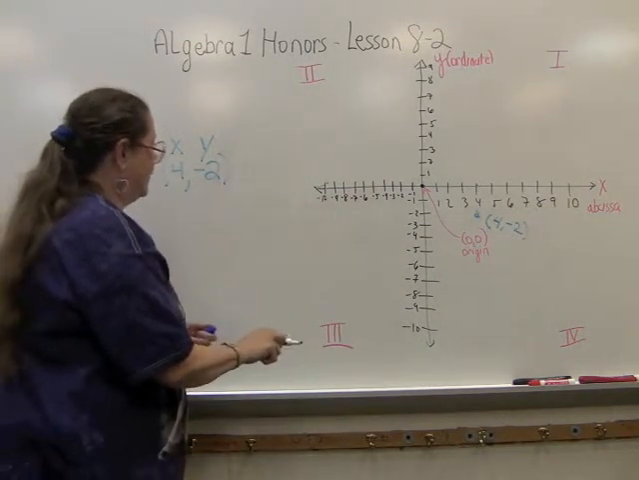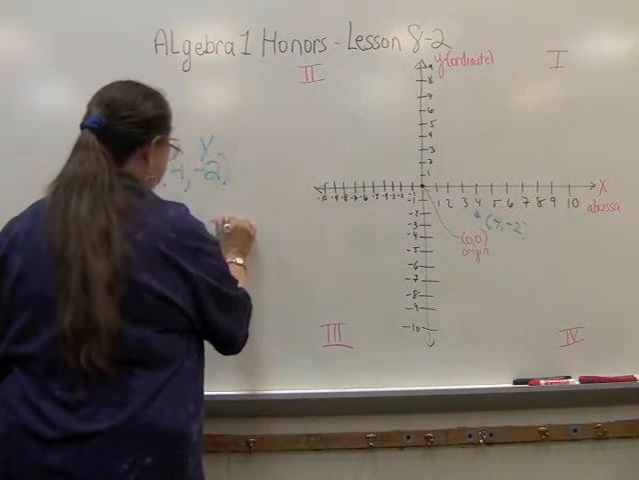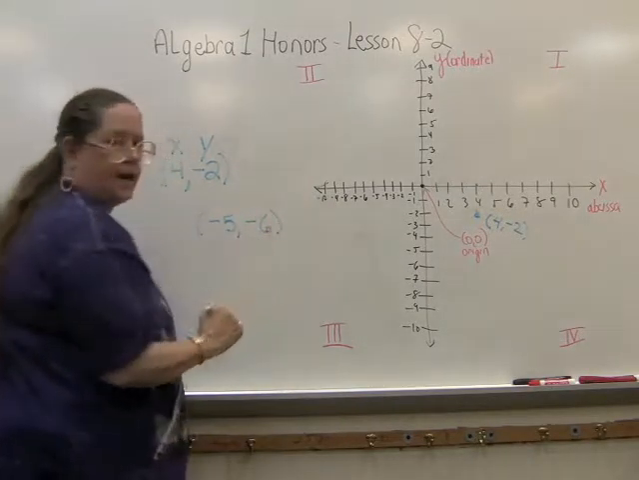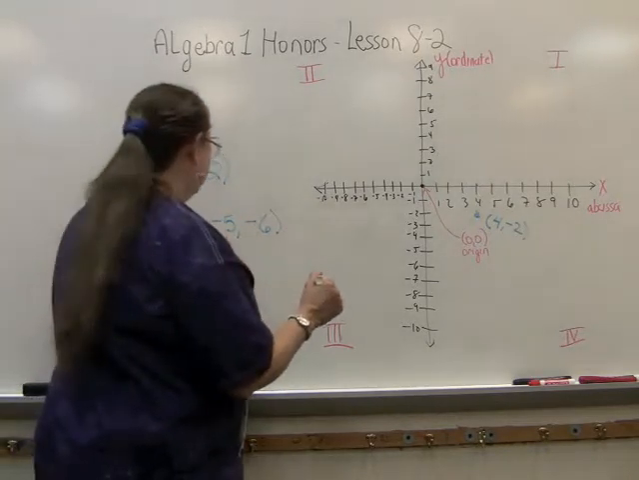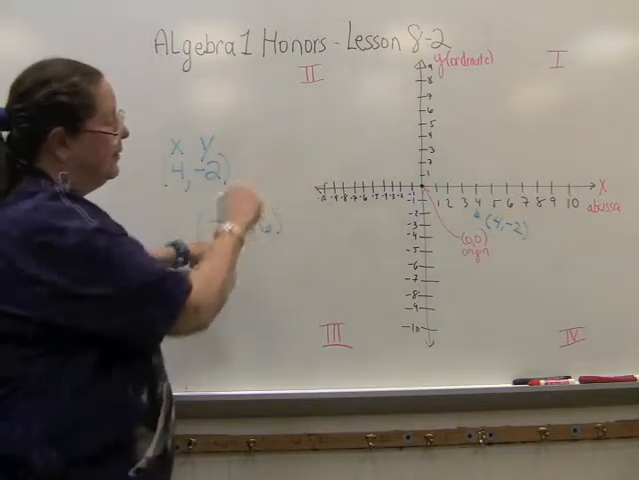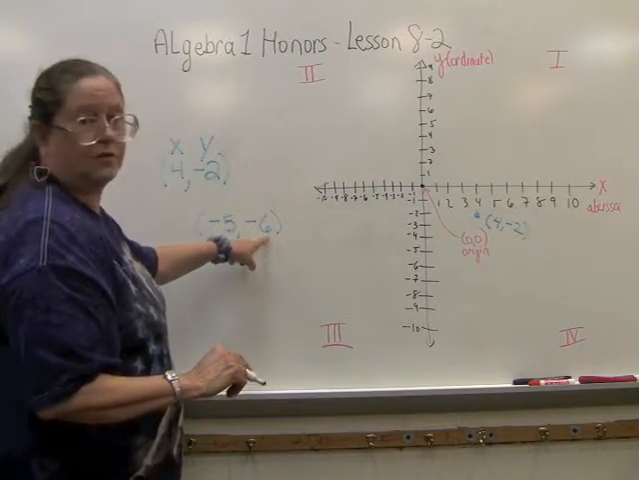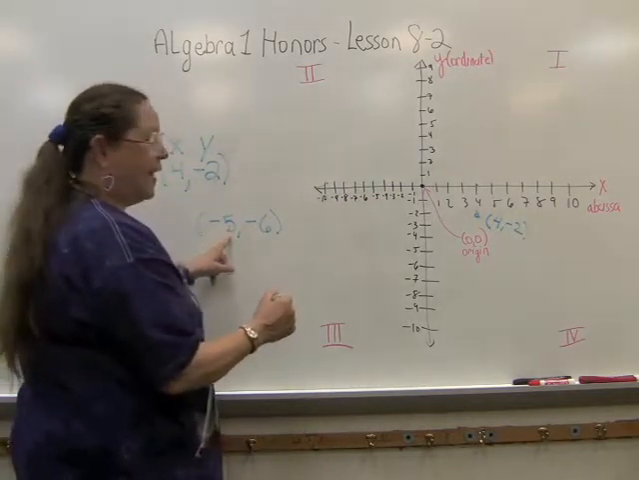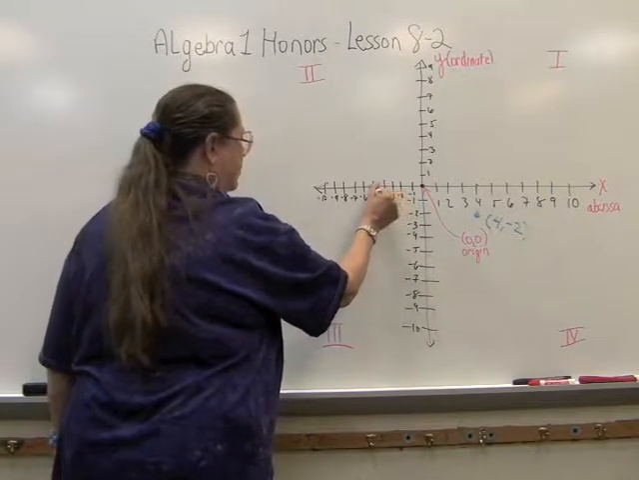What if we had, let's say, negative 5, negative 6. Where would that be located? Well, again, we're going to start in the middle at the origin, and our abscissa value, that's another name for x, is negative 5. And our ordinate value, that's another name for our y, is negative 6. So we're going to go left because it's negative 5 units. 1, 2, 3, 4, 5.